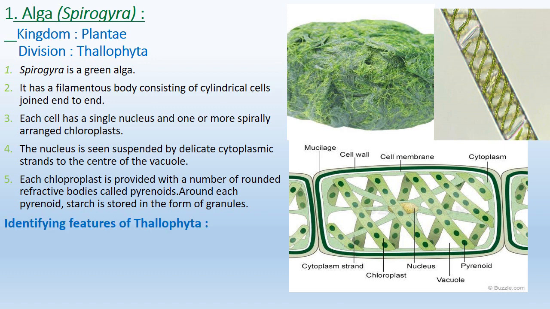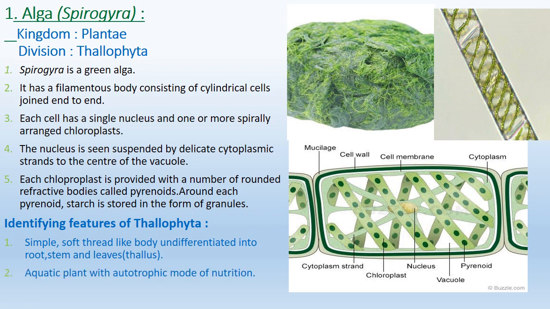So, identifying features of Thallophyta. First is a simple, soft, thread-like body, undifferentiated into root, stem and leaves, that is thallus. And the second feature is aquatic plant with autotrophic mode of nutrition.